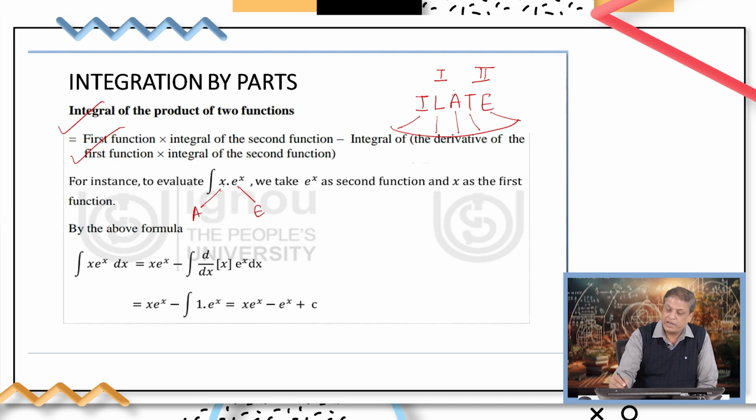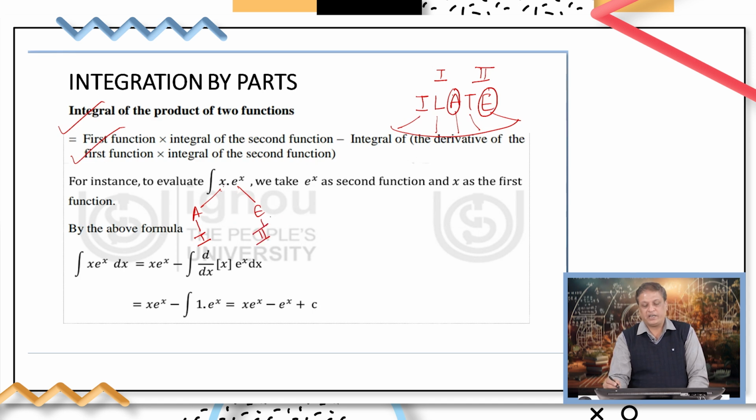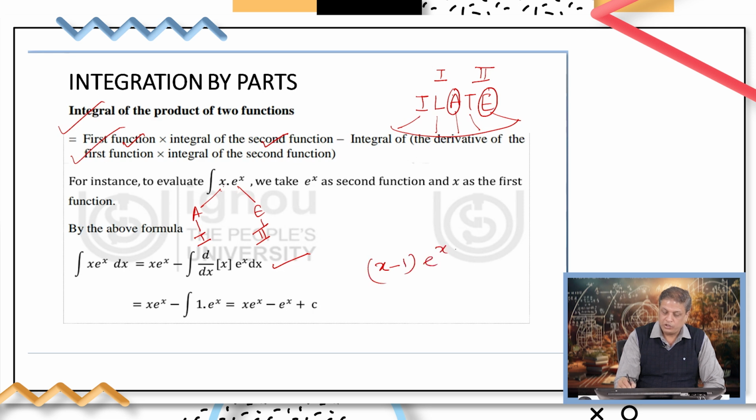This is the algebraic expression, and the algebraic expression comes before the exponential expression. So, the algebraic expression should be treated as the first expression and the exponential as the second expression. Now, treating these as the first and second function, you can perform the integration as discussed in our respective session, and we got the integration to be (x minus 1) into e to the power x plus c.